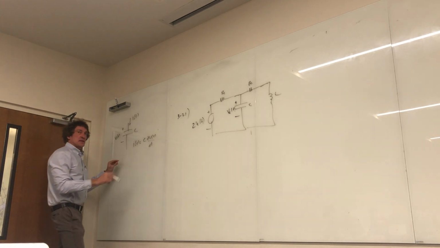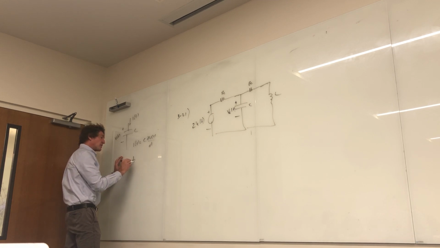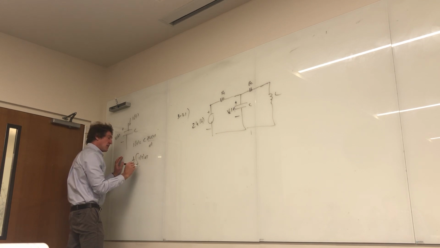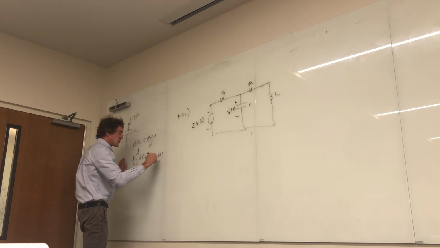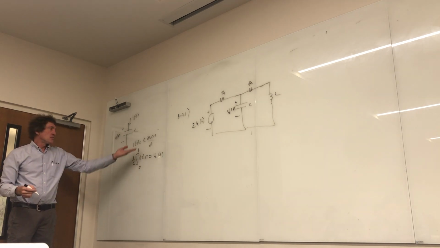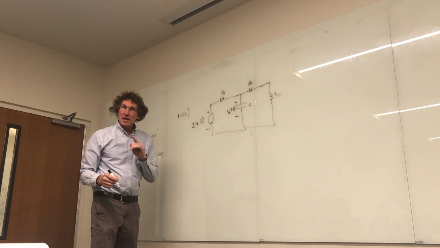Now, technically, we could write another equation for this. I could say that if I took 1 over C and integrated i tau d tau from, technically, minus infinity, but we'll go from 0 to t, that would be vC of t as well. Either of these two is correct. Do you all agree with me? This is just the integral form of the differential. Now keep this in mind.